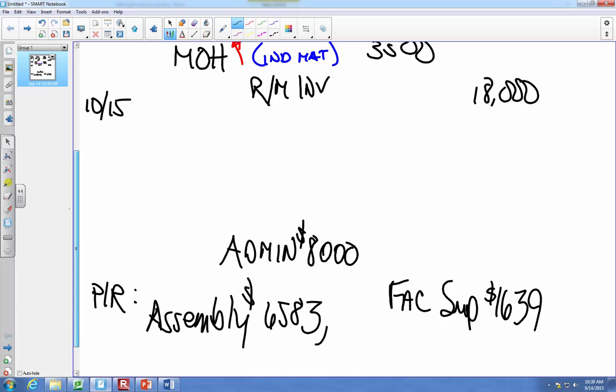Okay, let's just talk in general about what these are. Who are the assembly workers? How would you describe them? They are direct labor. And we know where direct labor goes. It goes right into what account? Work in progress. WIP.